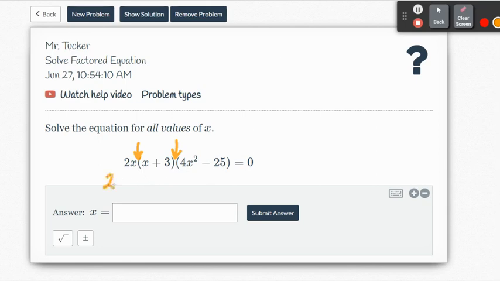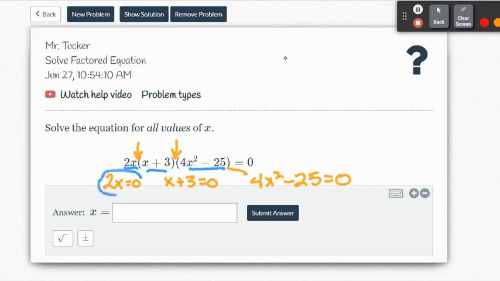So we set 2x equal to zero, and we solve that statement. We set x plus 3 equal to zero, and we solve that statement. And then finally, we set 4x squared minus 25 equal to zero, and we solve that statement. There are basically three equations to solve because there were three factors written together. As many factors as you have will cause as many equations to solve. And you can do them as quickly as works for you.